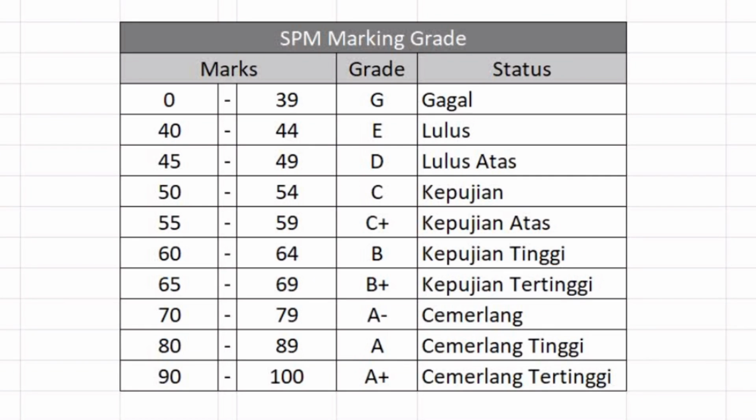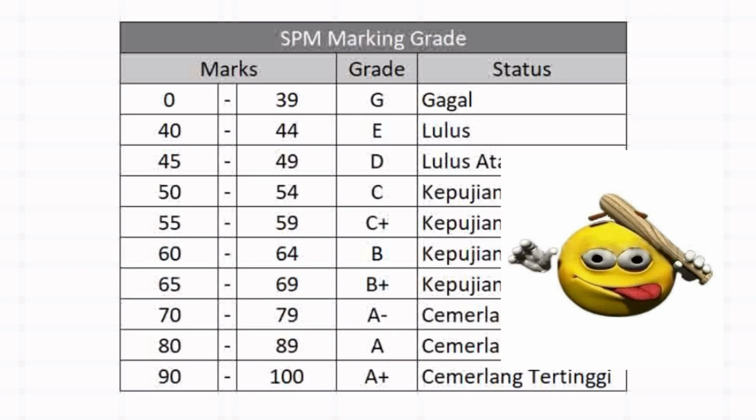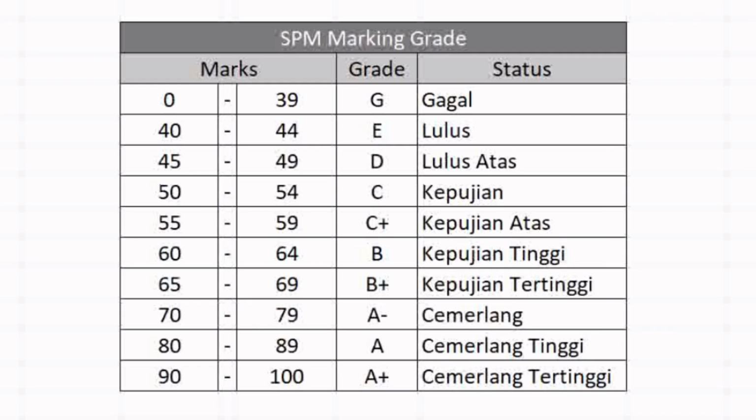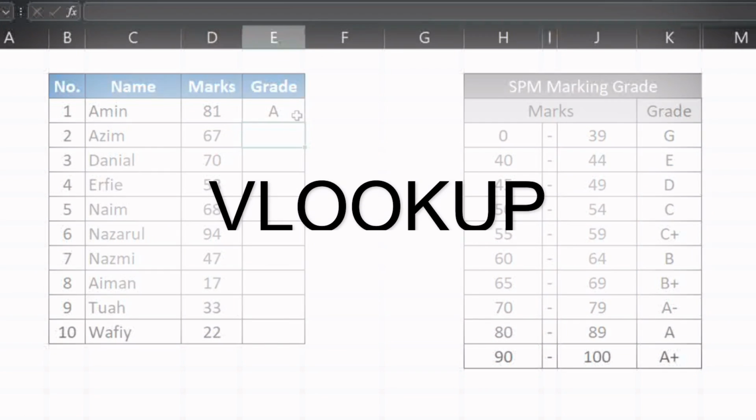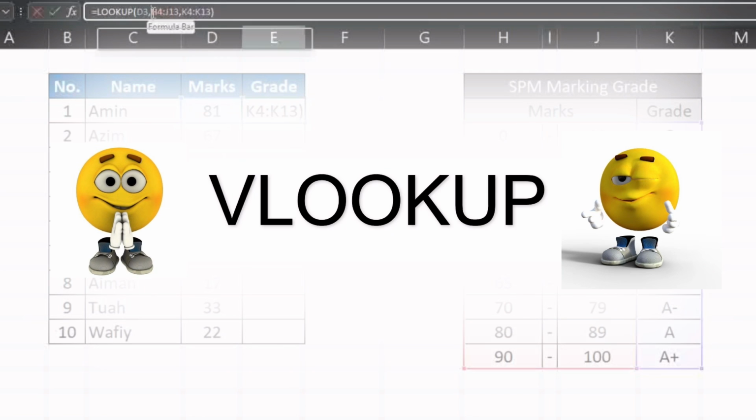Now, what if your reference table expands, meaning more columns are added later? You can still use the second lookup method, but I actually recommend switching to the VLOOKUP function instead. The V stands for vertical.